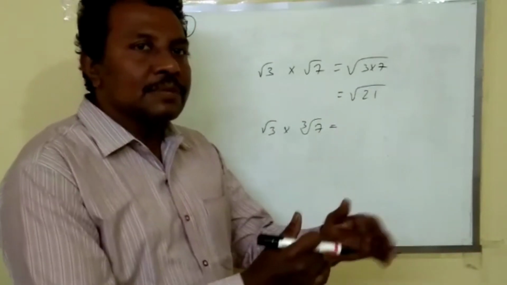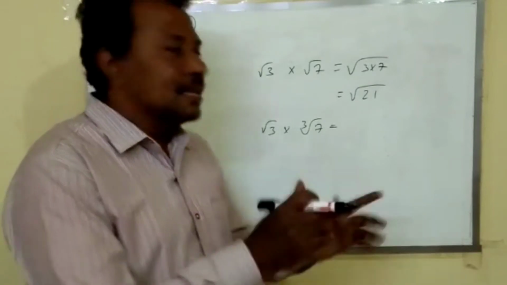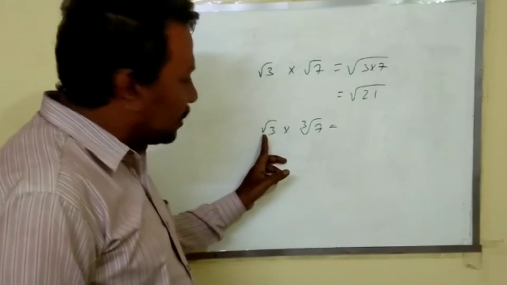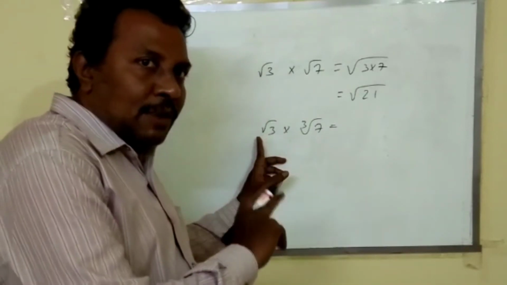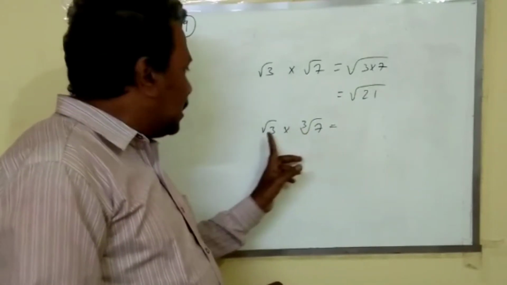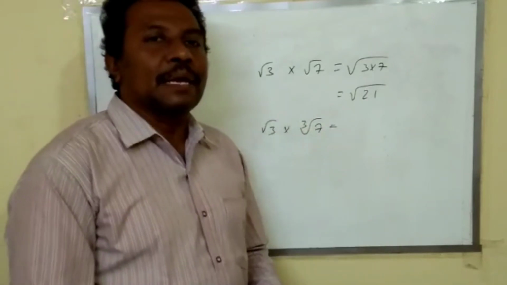Just like how you compare two surds: to compare two surds, first of all it is very necessary that we make their orders equal. In the same manner, if you want to multiply these two surds, you have to make the root 3 into a cube root of some non-zero number. Then you can multiply.